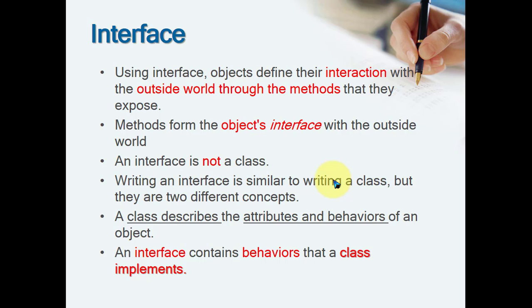Now today let's see what is interface. Using the interface, objects define their interaction with the outside world through the methods that they expose. What is the meaning of this statement? If we want to communicate between multiple objects and we don't know how to communicate, in that case the interface will help us to interact between different entities, and it binds a specific type of contract between those entities.